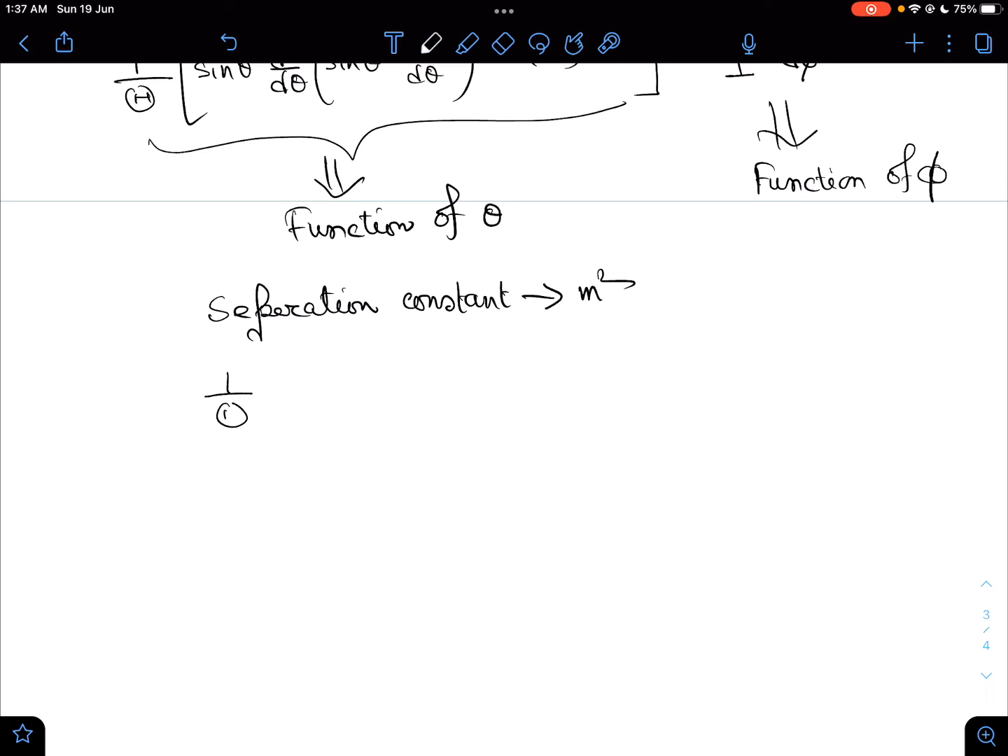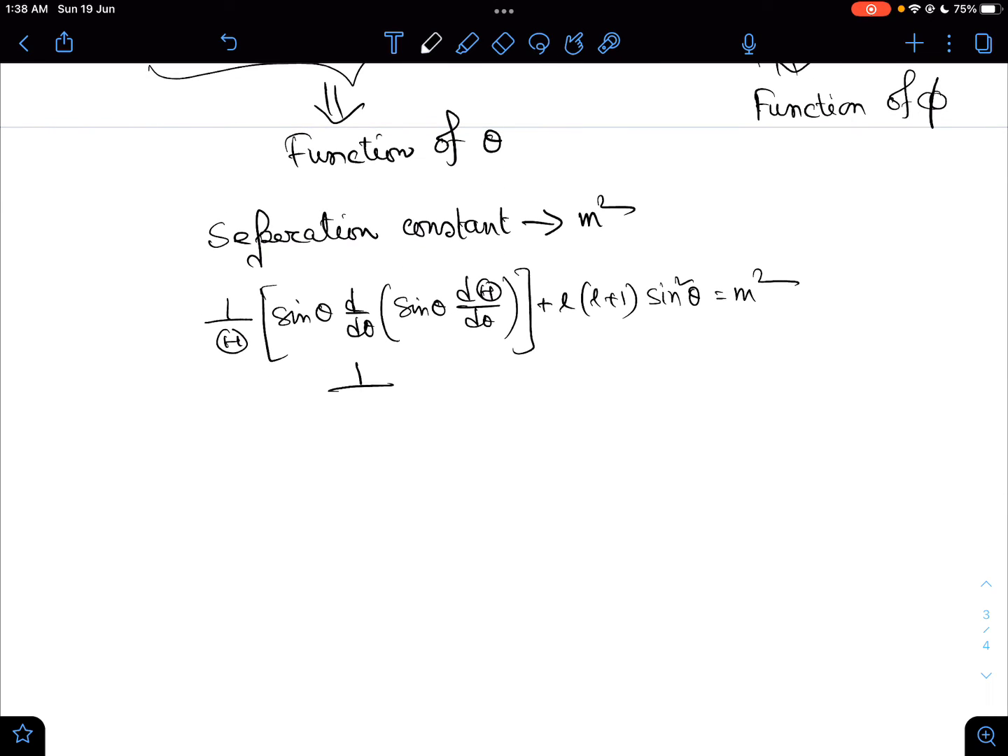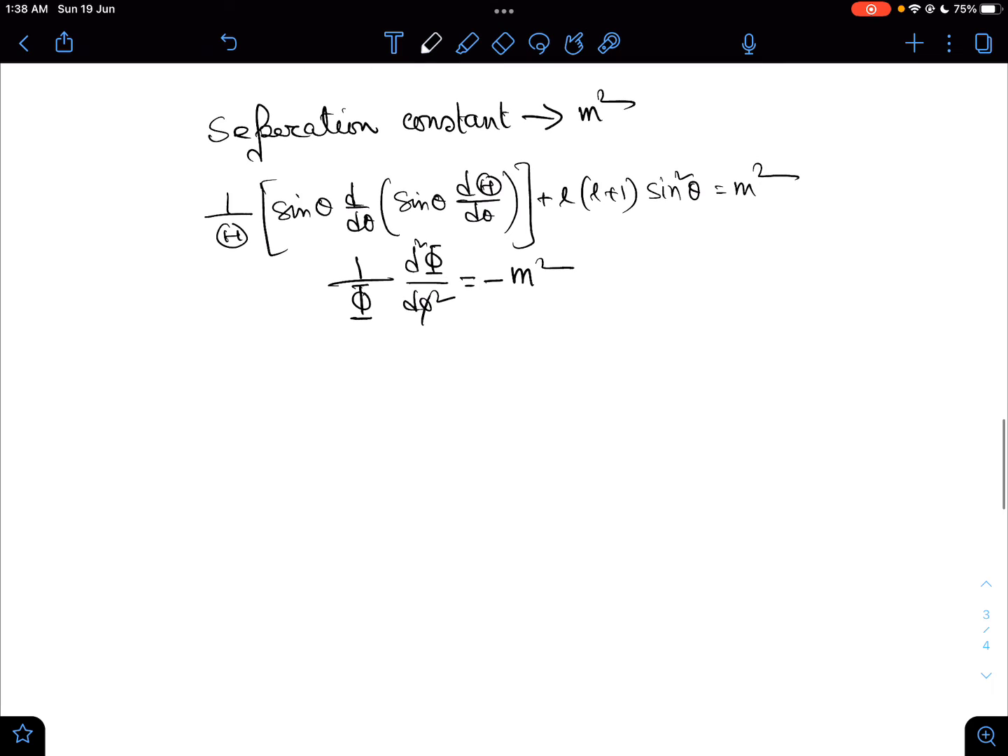So we have 1 by Theta, and here we have sin theta d/d theta of sin theta d Theta/d theta, plus L into L plus 1 sin square theta, minus m square over sin square theta. So this is one equation, and another one which we will get is 1 by Phi d2 Phi/d phi square, which will be equal to minus m square. So we are left with these two following equations. If we notice carefully, this solution is easy, so the phi equation is easy.